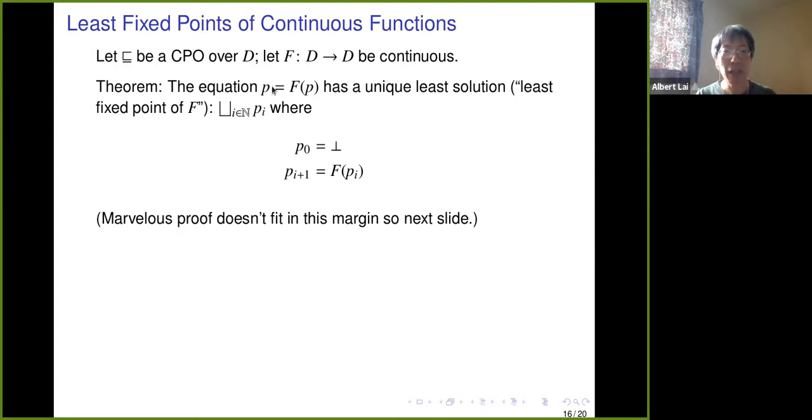Do we have some elements that satisfy this equation? And moreover, if there are many of them, since we also have a partial order, we can ask the natural question: which one of them is the smallest one? And the answer is yes. It exists. This equation has at least one solution, and it also has a least solution.